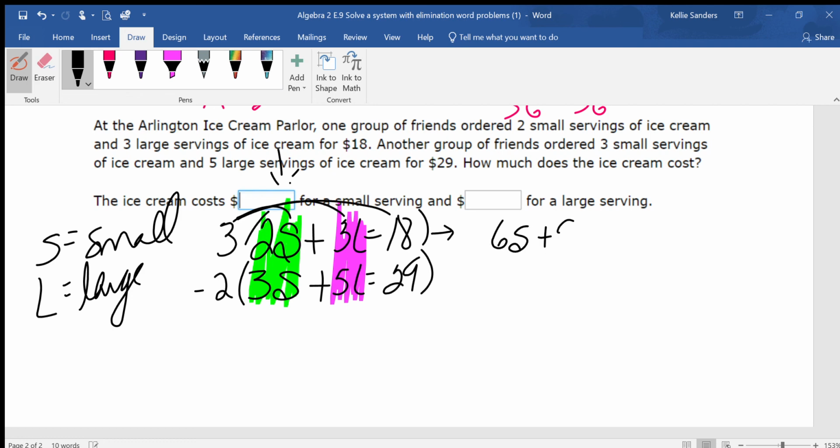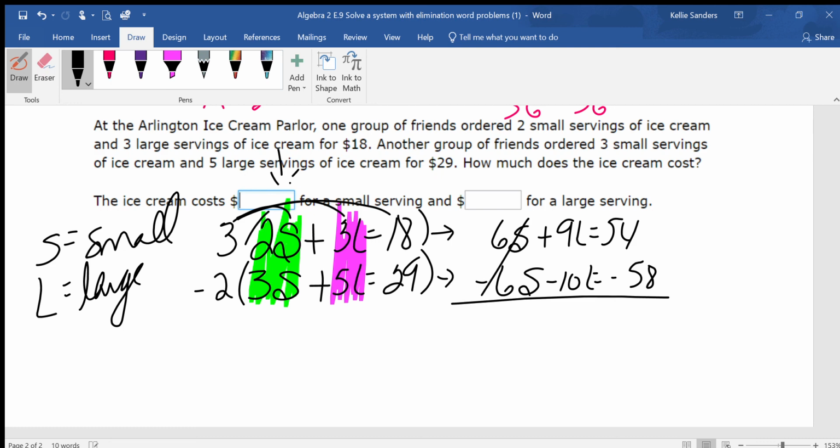6S plus 9L equals 54. Negative 6S minus 10L equals negative 58. That's why the S's cancel. Negative 1L equals negative 4. Divide by -1, divide by -1. A large is $4. Then we're going to put 4 into either L.